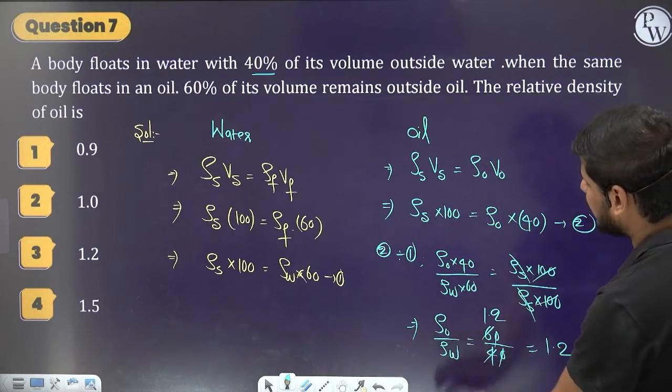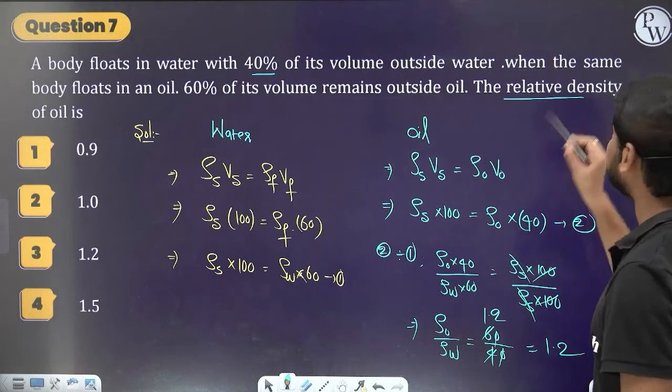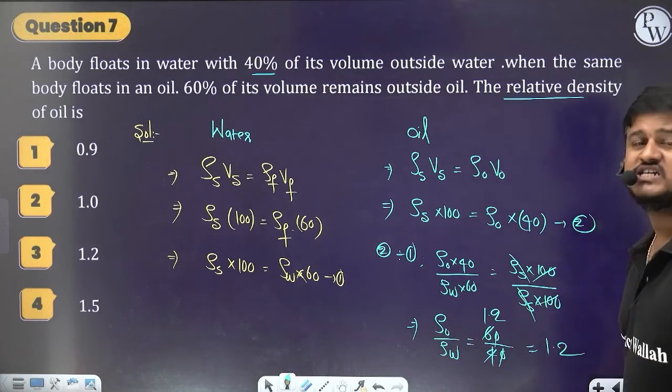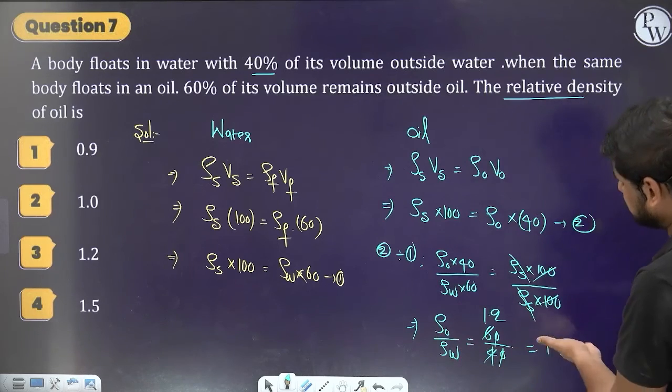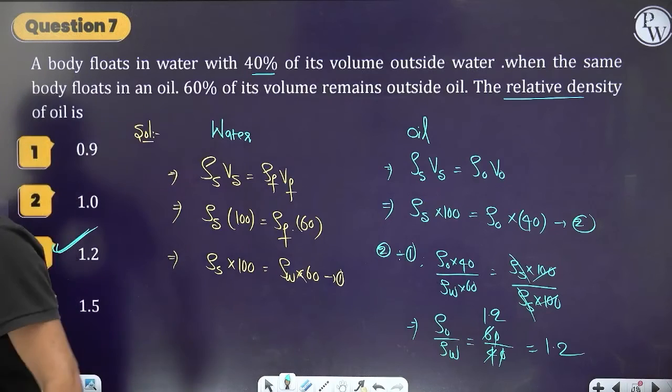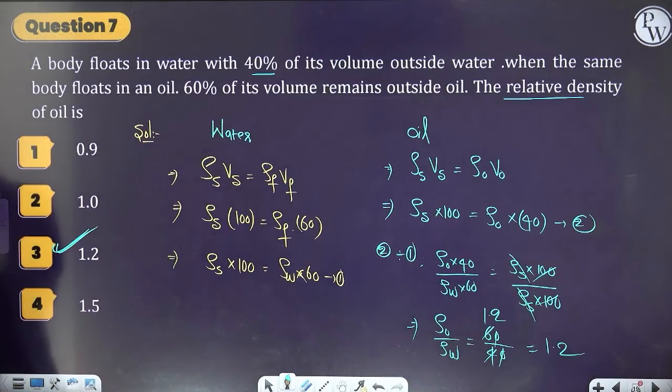Yes. So this is what we require, right? So rho of oil by rho of water is nothing but the relative density of the oil. Density of oil with respect to water is nothing but the relative density of the oil. So which is 1.2. Option 3 is the correct one. Clear guys? Understood this concept? So just you have to take care of the calculations, that's it.